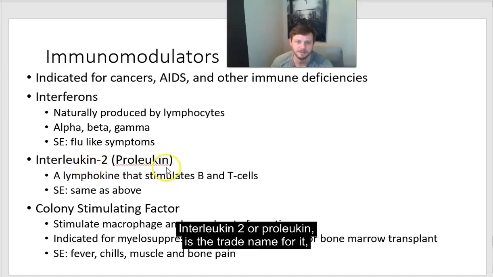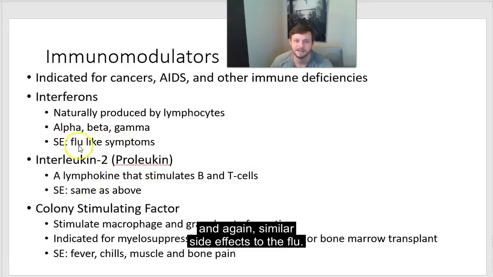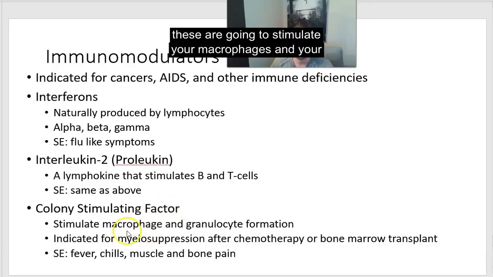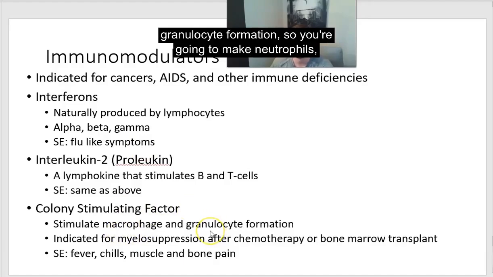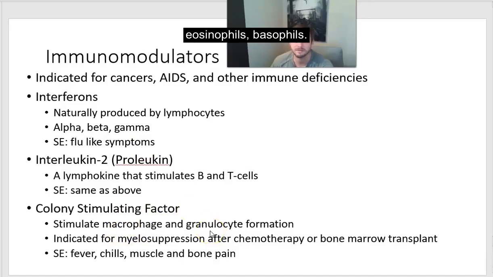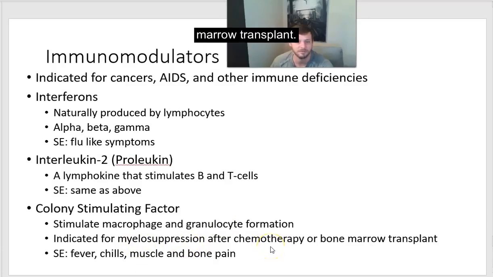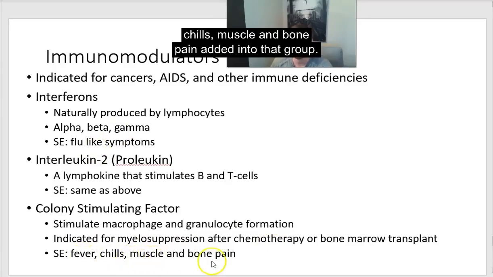Interleukin-2, or Proleukin, is the trade name for it. It's a lymphokine, stimulates B's and T cells, and again, similar side effects to the flu. And then colony stimulating factors, these are going to stimulate your macrophages and your granulocyte formation. So you're going to make neutrophils, eosinophils, basophils. Indicated for myelosuppression after chemotherapy or bone marrow transplant. Pretty similar to the above, fevers, chills, muscle, and bone pain added into that group.